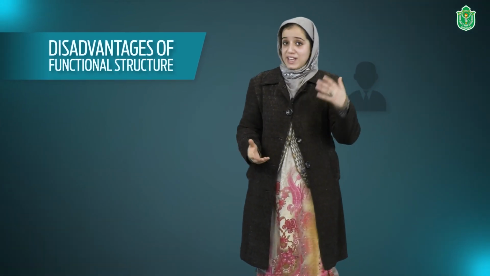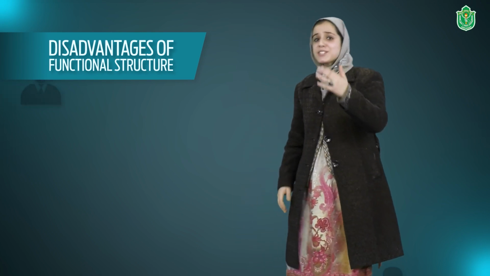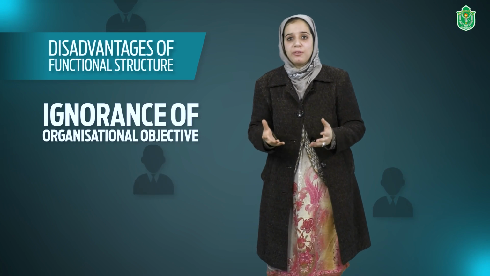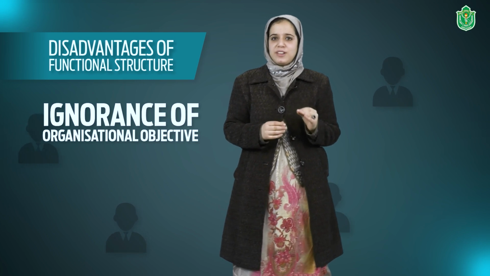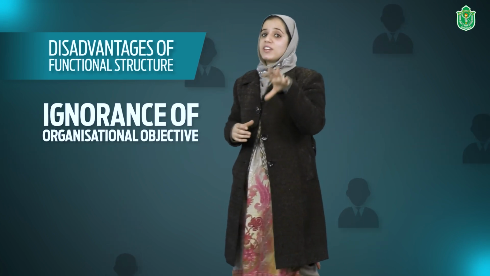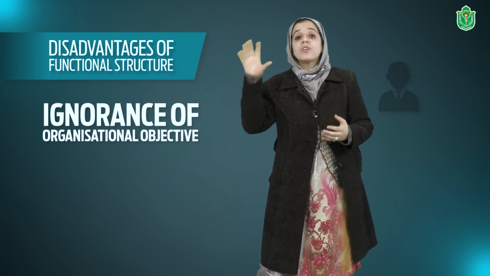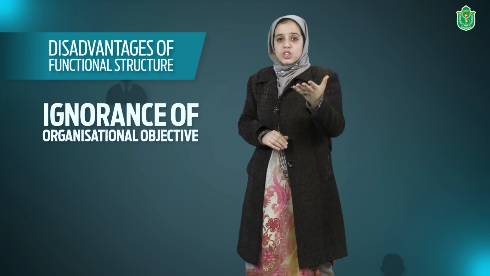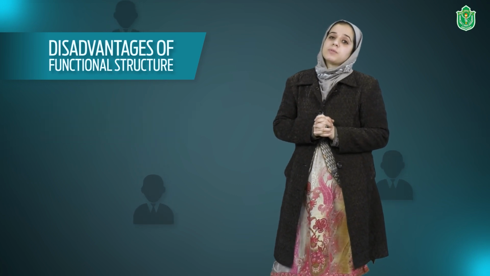Then coming on to the next, what are the disadvantages? When it has advantages, it will have some disadvantages as well. The first disadvantage is ignorance of organizational objectives. Each and every departmental head will focus on their departmental objectives only. They will ignore the overall organizational objectives. So, with functional structure, there will be ignorance of organizational objectives.